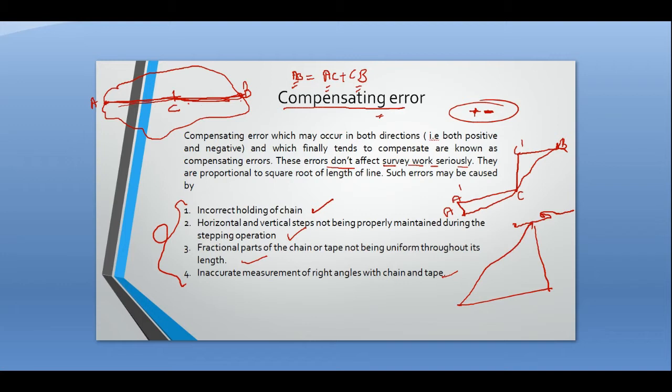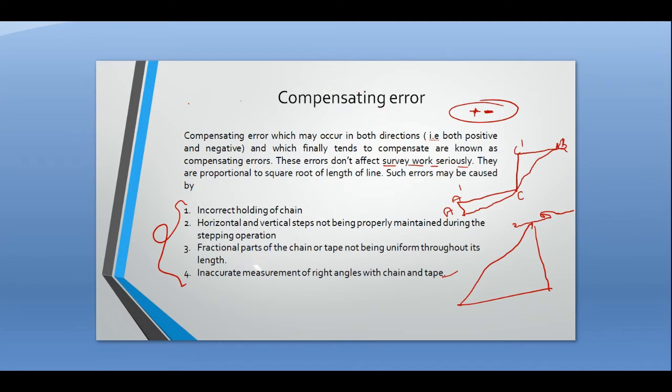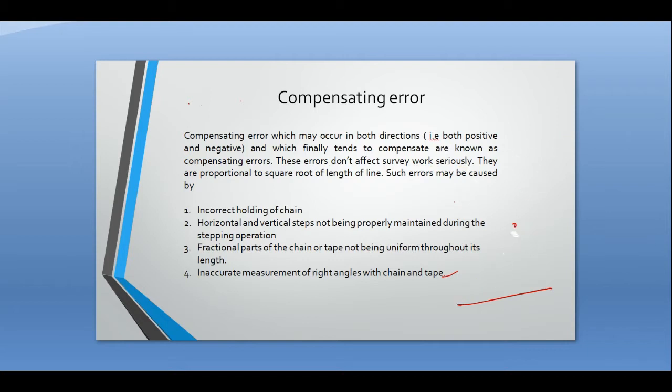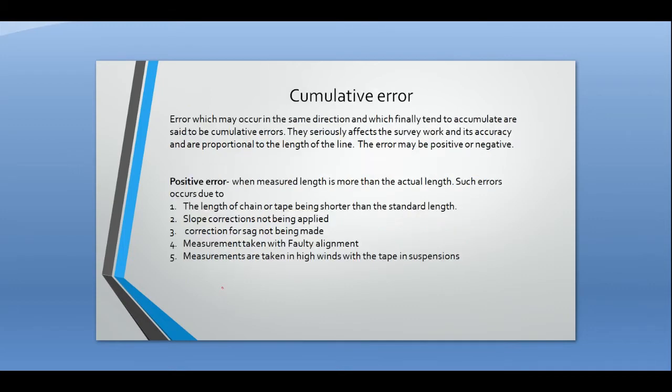So these are the conditions in which cumulative error can occur. Okay, so let me start with the next one, that is cumulative error. Compensating error is very minimum, so we can adjust that one. But if you're approaching towards a cumulative error method, obviously that is not adopted because it will give you a very large value of errors. Okay, so let's start with the cumulative error.